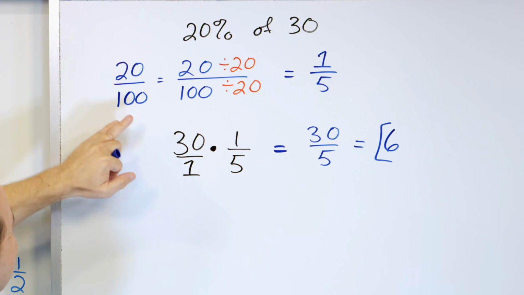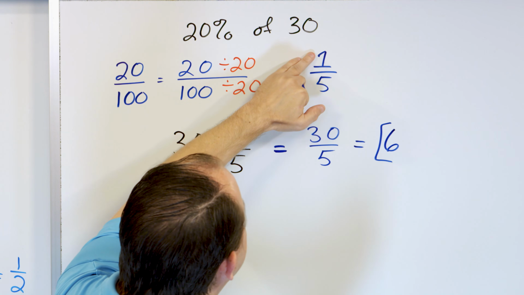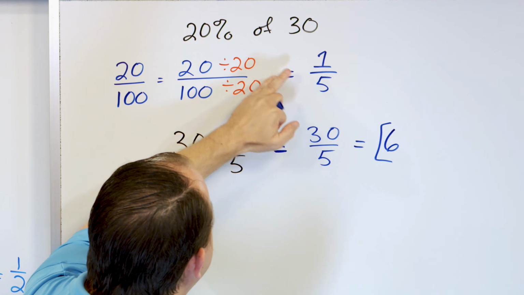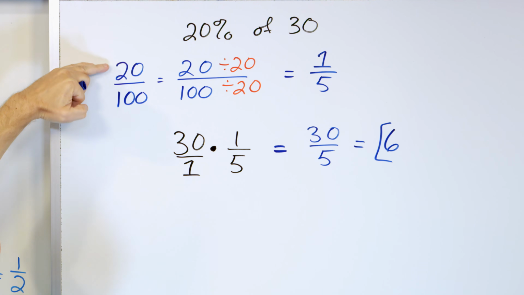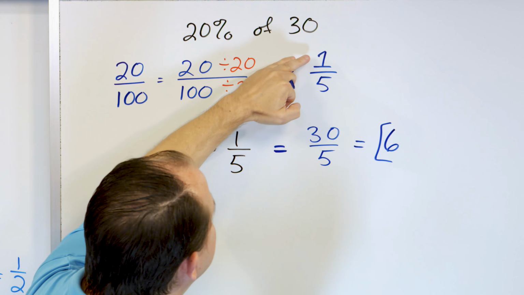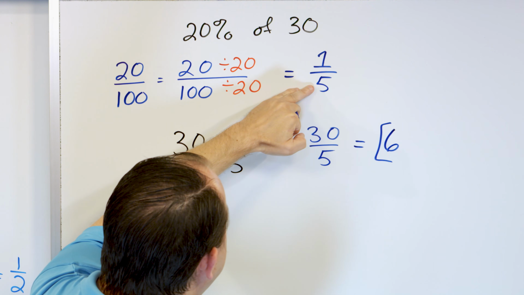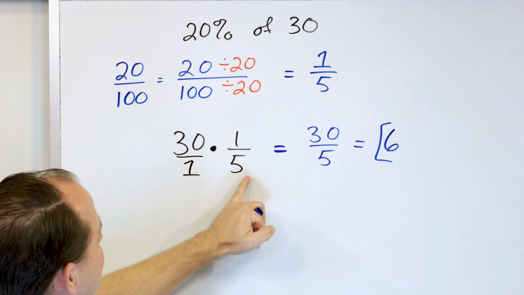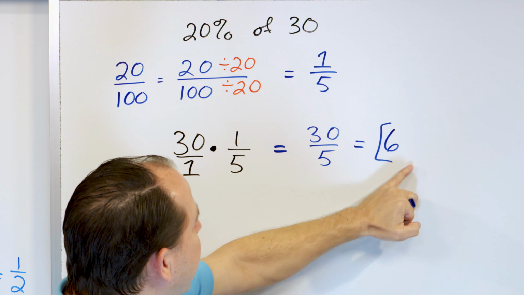Because 20% means that for every $5 in my bank, I'm giving one away. One out of every $5 away. 20% is 20 out of every $100 I have, which is equivalent to 1 out of every $5 I have. So when I multiply by that fraction, I'm actually going to give $6 away.